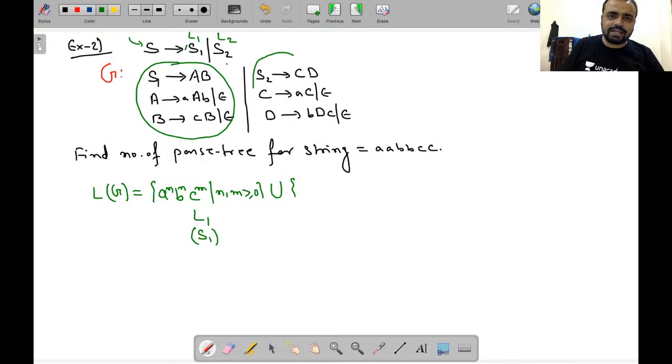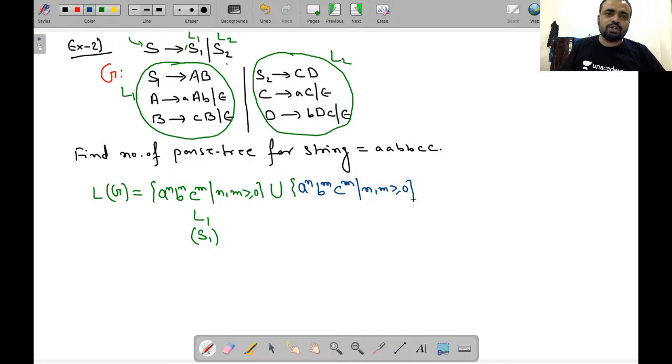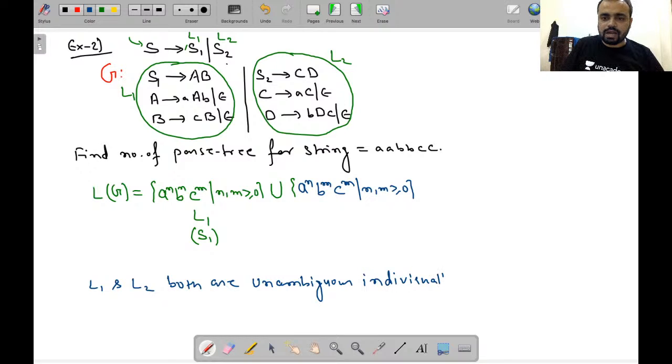Now from this second grammar we generate L2. L2 contains A to the power n, B to the power m, C to the power m, where n, m are greater than or equal to 0. So you can see over here that L1 and L2 both are unambiguous individually. Are you getting my point or not? Individually, these two grammars are unambiguous.